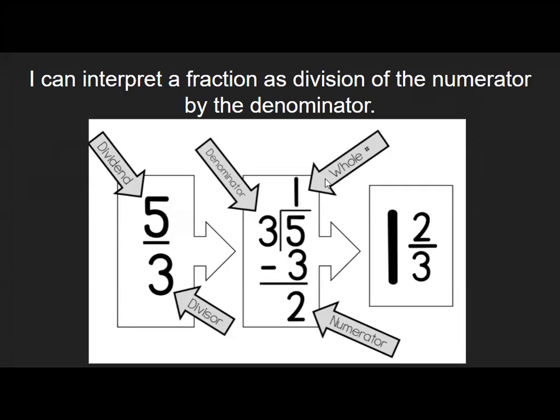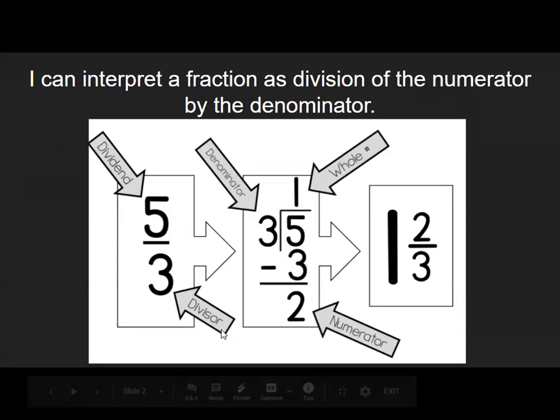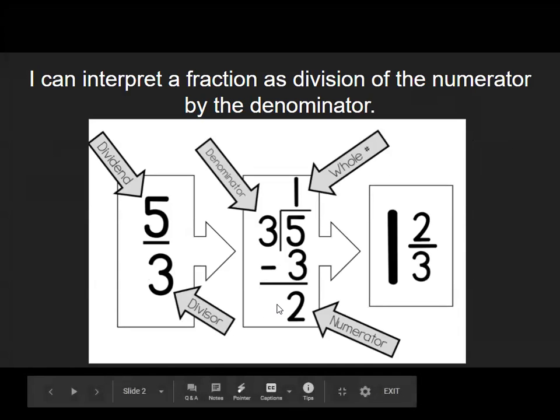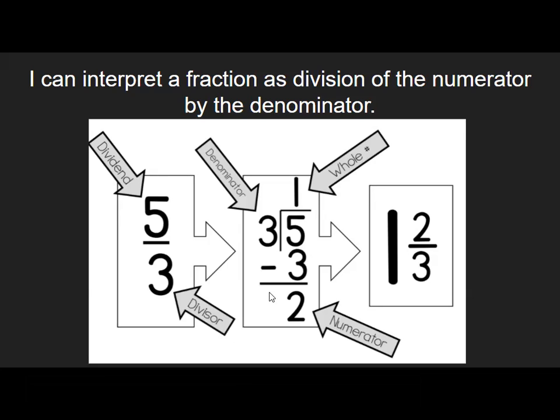So if we take a look here, anytime we see a fraction, here's the fraction 5/3, this can also be thought of as a division problem. And if you see, the numerator is another name for our dividend, and the denominator is another name for our divisor. So if you look here, the second picture is showing how we would set that up in a division problem. The divisor, which in the fraction is our denominator, is what goes outside the box. And then our dividend, which is our numerator, is going to go inside the box. And we're going to divide 3 into 5.